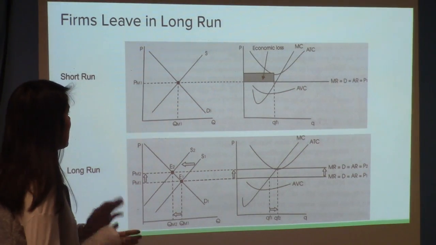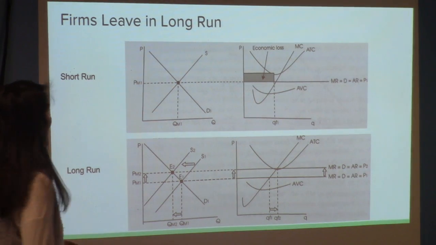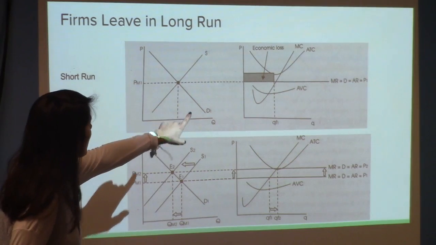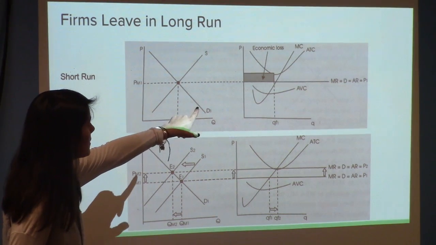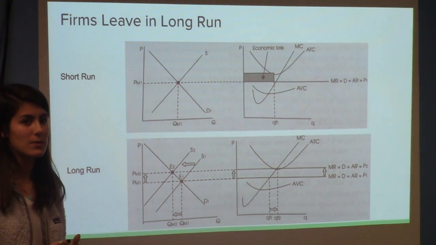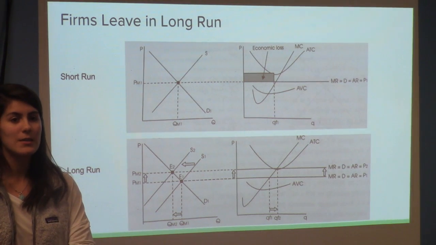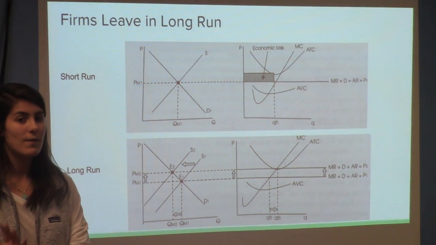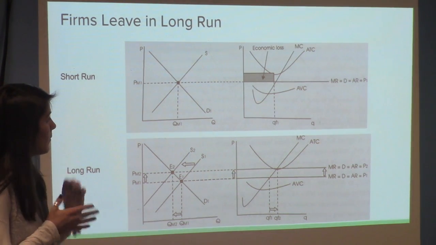So when firms leave in the long run, it's a little different because in the other one, firms were joining. So here they're making an economic loss because, as you can see, marginal revenue is below ATC, but they're going to continue to produce because the revenue is covering the AVC. If it's covering its AVC, even though it's producing at a loss, it's still going to produce because its fixed costs are being covered.